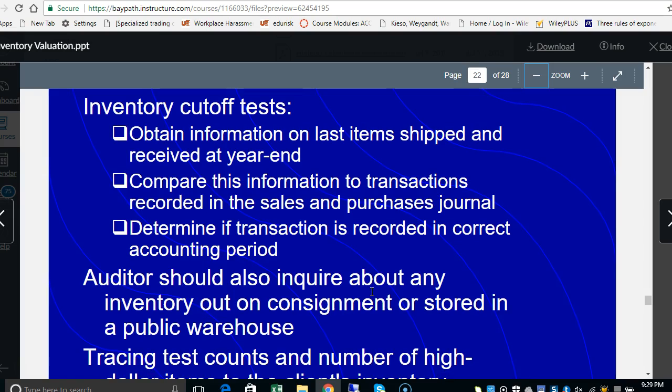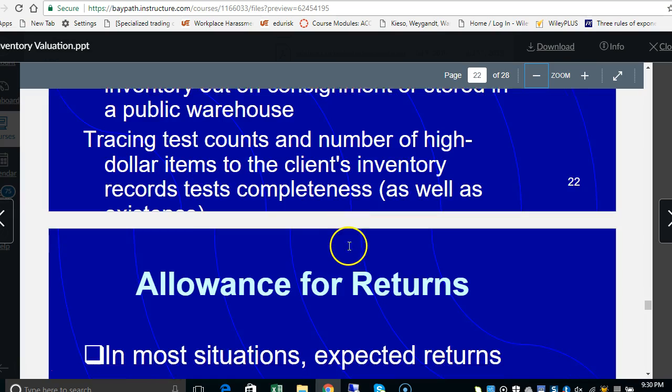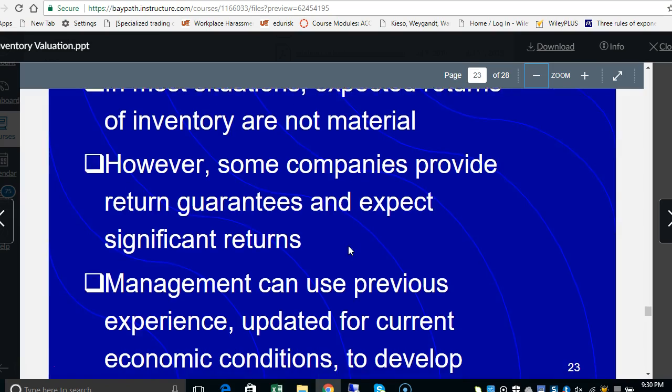Inventory cutoff tests obtain information on last items shipped and received at year-end. Compare this information to transactions recorded in the sales and purchase journals. Auditors should also inquire about any inventory out on consignment. Tracing test counts and the number of high-dollar items on the client's inventory records tests completeness. In most situations, expected returns of inventory are not material. However, some companies provide return guarantees and expect significant returns.